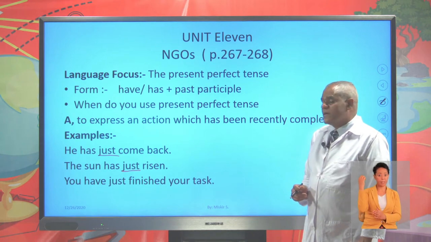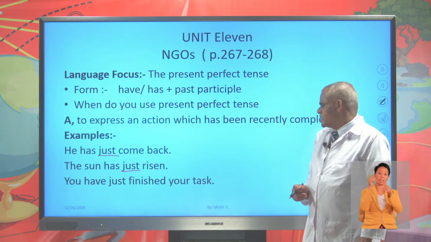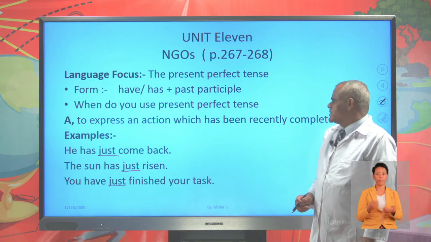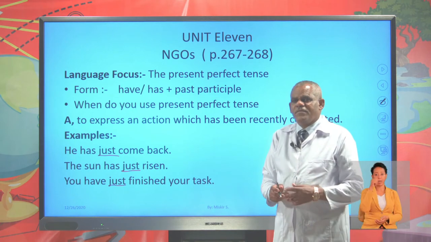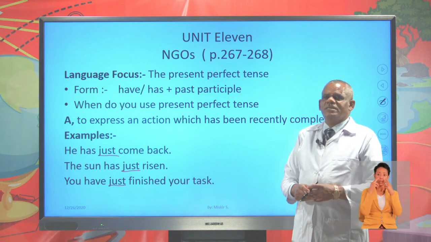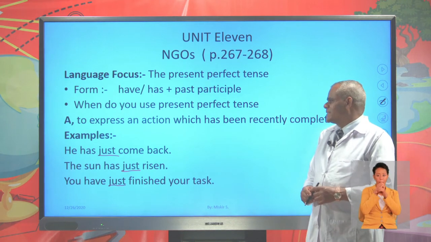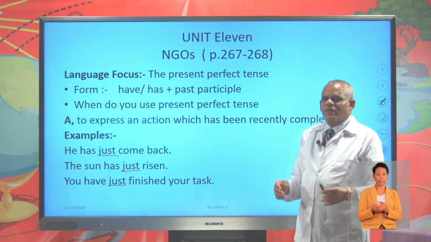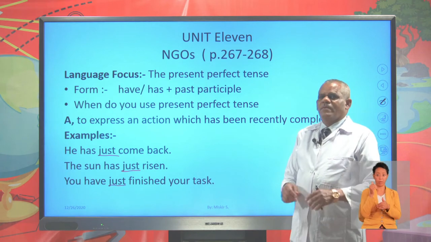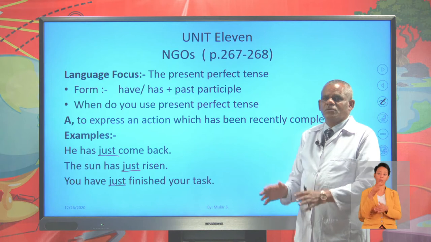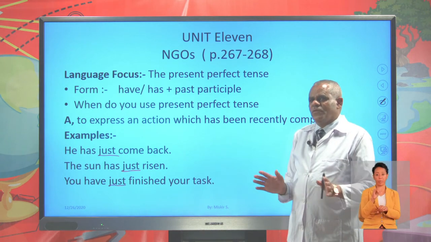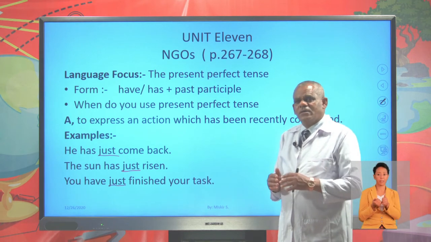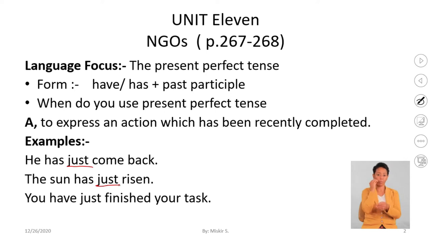The sun has just risen. We have just finished our task. You have just finished your task. This means that every sentence or context shows the action is recently completed. He has just come back, as I have said. Take any of your family members: he has just taken off his shoes or something like that. This implies that someone saw that the family member has recently arrived at home. That is the meaning.